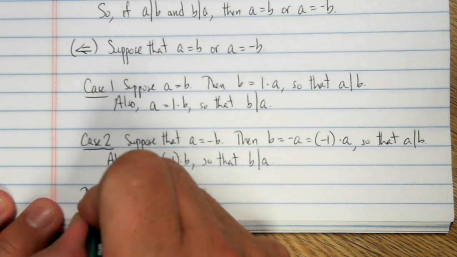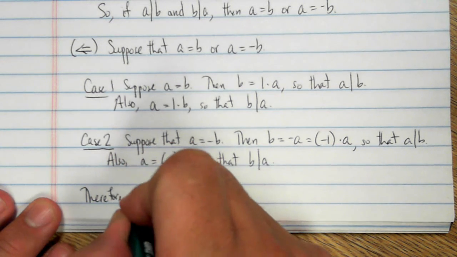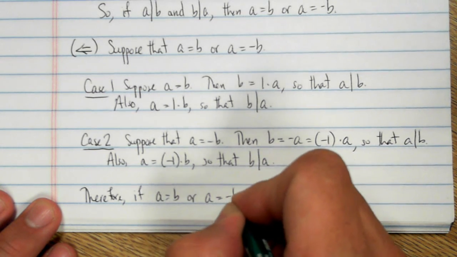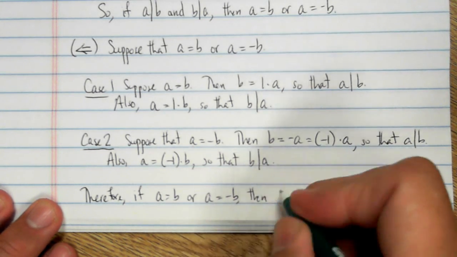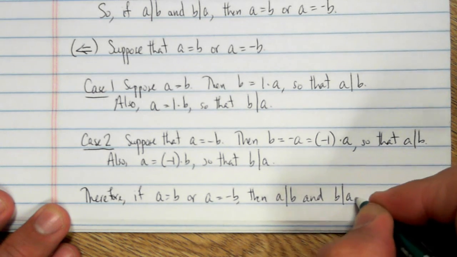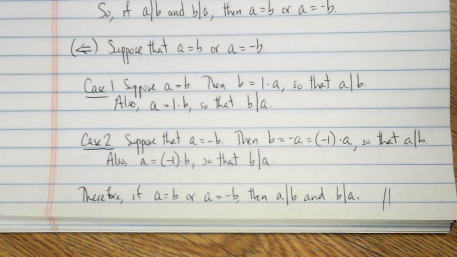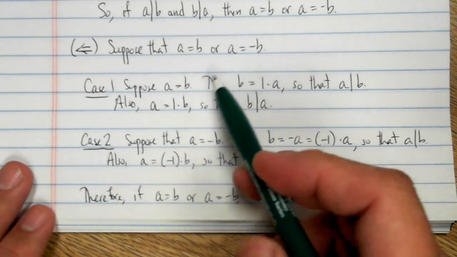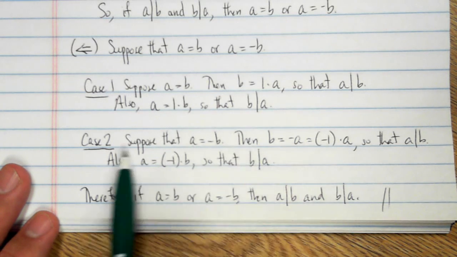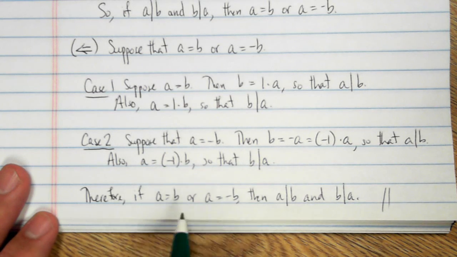Okay, so either way, in case 1, a divides b and b divides a, and in case 2, if a equals negative b, then I have the same conclusion. Therefore, either way, if a equals b or a equals negative b, then I can make the same conclusion that a divides b and b divides a. And that's the end of the proof. So for a proof by cases like this, in case 1, I come to the conclusion. Case 2, I come to the same conclusion. Therefore, either way, I come to the conclusion.